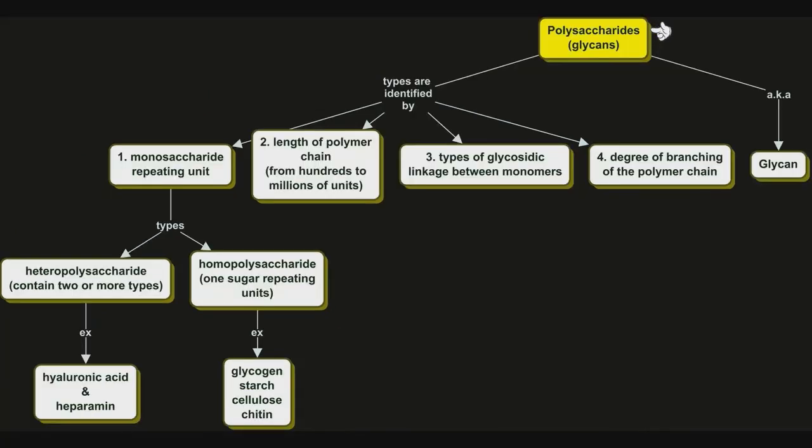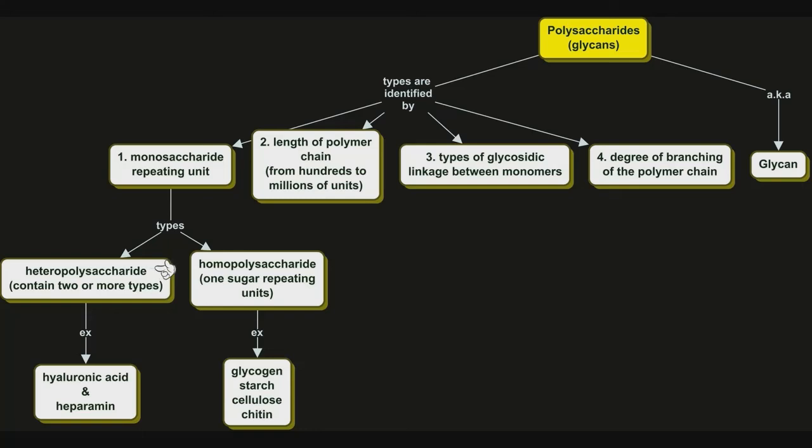Polysaccharides, also known as glycans, can be identified through the following characteristics. The first one is that our monosaccharides are always in a repeating unit. There are two types of repeating unit in our polysaccharides. One type is called heteropolysaccharides, meaning it contains two or more types of sugar units.